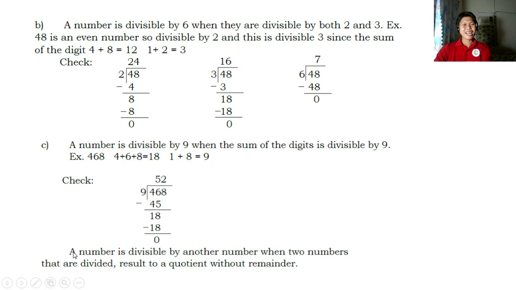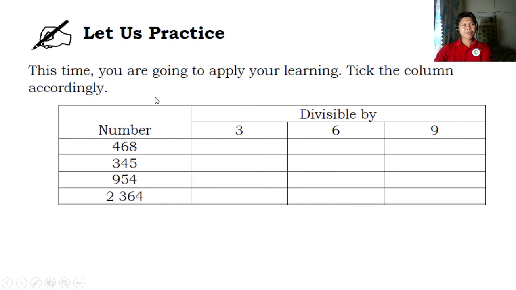Next is, a number is divisible by another number when two numbers that are divided result to a quotient without a remainder. Ganun pa rin ang concept kanina, yung na-discuss ko. Okay? So, subukan natin. Lagyan pa rin natin ng check mark. Tingnan natin ang 468. So, 4 plus 6 is 10 plus 8, pwede sa 3.